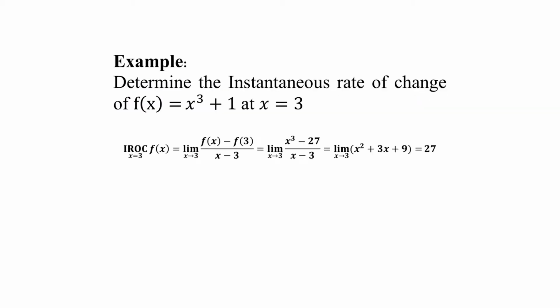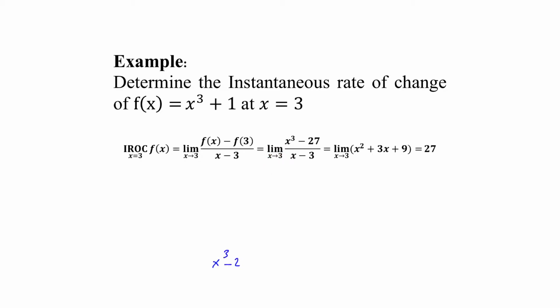Let's have an example. Determine the instantaneous rate of change of f of x equals x cubed plus 1 at x equals 3. By definition, IROC of f of x at x equals 3 is limit of f of x minus f of 3 divided by x minus 3 as x approaches 3. F of x is x cubed plus 1. F of 3 is 28. Therefore, the limit would be the same as limit of x cubed minus 27 divided by x minus 3 as x approaches 3.